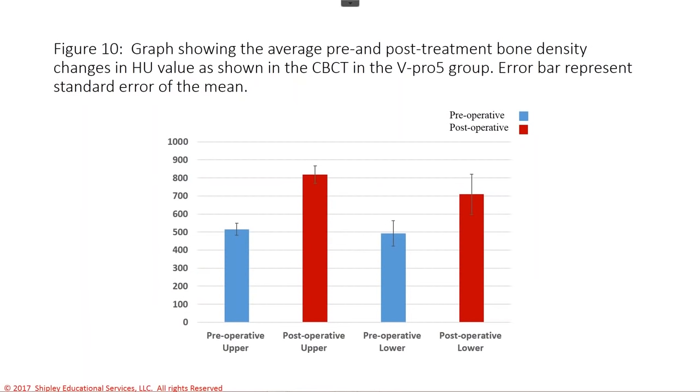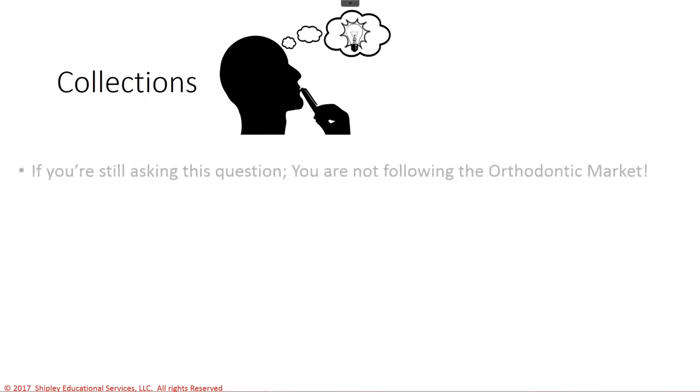Again, this is submitted for publication, so we'll see what happens with that. But I'm suspicious, based on the research that I have, that we get better bone density from the V-Pro 5. I'm curious whether or not that may lead to better retention. Anyone out there that wants to tackle some of that research, give me a call.